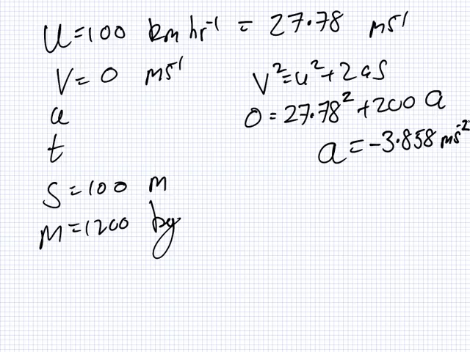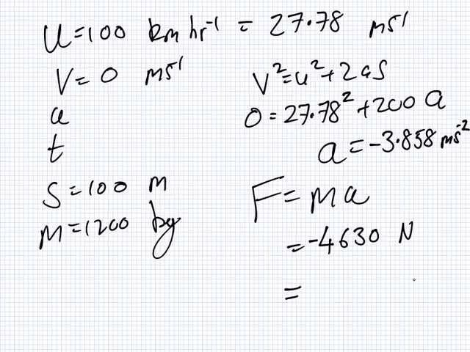Yes? So how do I get the F? Well, multiply M by A. So we have the A multiplied by 1200. And what did you get? Minus 4,630 newtons. Or, give it to me in kilonewtons, minus 4.63 kilonewtons.